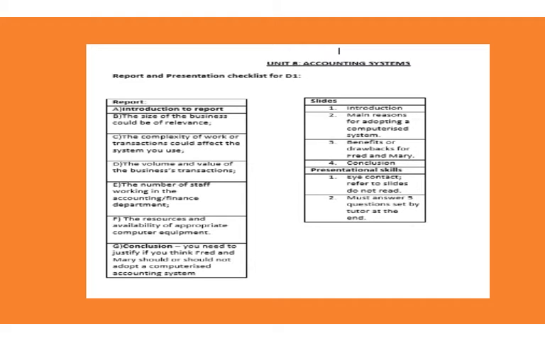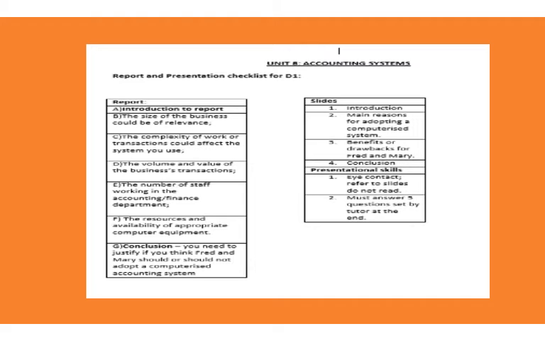So second point then is the complexity of the work or transactions that could affect the systems that they use. So for Fred and Mary then, you need to discuss whether or not they will use computerised or manual systems. So think about their type of work. It's a small business, it's a new business. Their transactions may not be that complicated. So do you think that computers or manual accounting might be better for this? However, if the business grows and the transactions do become more complicated, may they then change their mind?